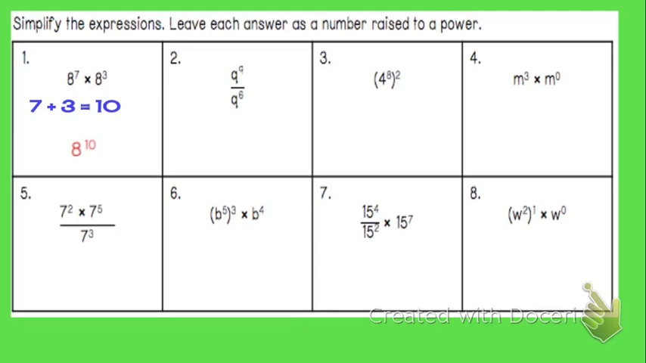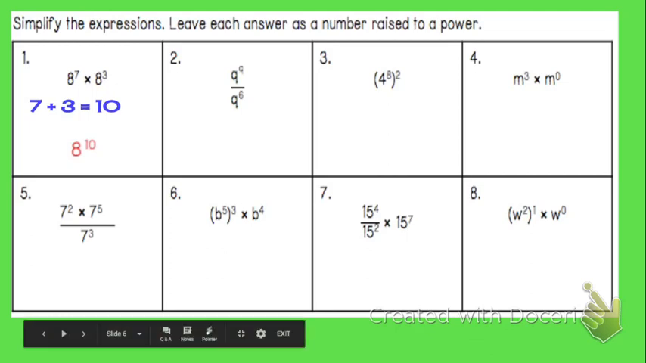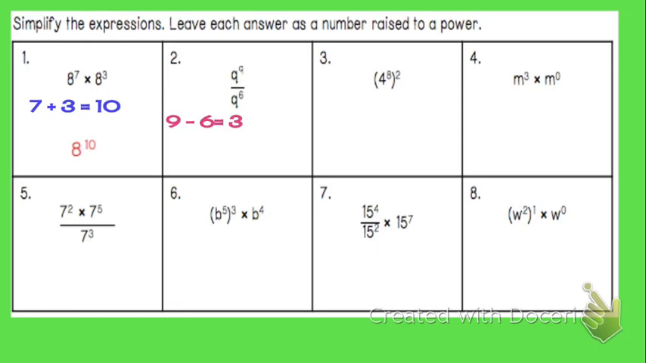Number 2, we have 9 to the 9th power over 9 to the 6th power. When dividing like bases, we subtract the exponents. So we're going to subtract and get 9 minus 6, and we're going to get 3. So our answer is going to be 9 cubed.